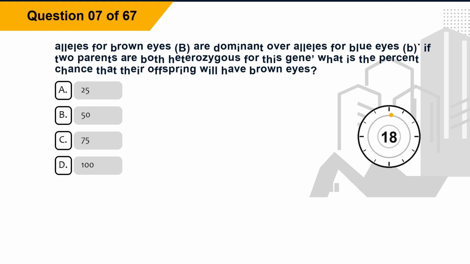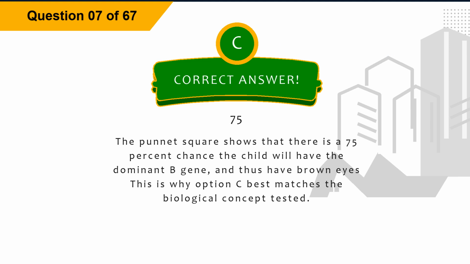Question 7. Alleles for brown eyes, B, are dominant over alleles for blue eyes, b. If 2 parents are both heterozygous for this gene, what is the percent chance that their offspring will have brown eyes? Option A, 25. Option B, 50. Option C, 75. Option D, 100. The correct answer is Option C, 75. Explanation. The Punnett square shows that there is a 75% chance the child will have the dominant B gene, and thus have brown eyes. This is why Option C best matches the biological concept tested.